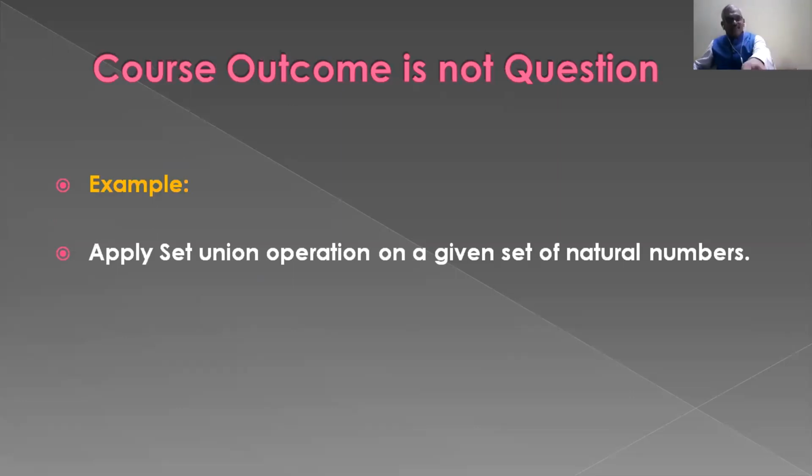It is a question that you can give directly in your question paper. So students will take a set as an example, and they will apply union operations on two sets. So that is not actually a course outcome, but it is a question. This is where most of the time faculty make mistakes. A course outcome is not a question. A course outcome should broadly cover certain things that can happen in that course.